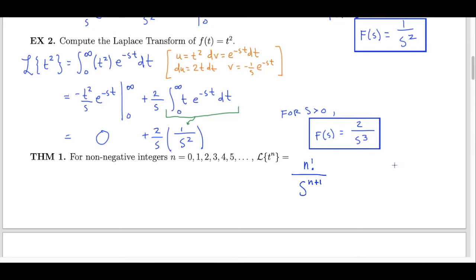Based on that theorem, I could quickly evaluate, for example, the transform of t cubed. I know that will be 3 factorial over s to the 4th. 3 factorial is, of course, 3 times 2 times 1. So that'll be 6 over s to the 4th. And for any non-negative integer power, I can quickly evaluate the transform of t to that power using this formula here. Let's take a look at the next example.